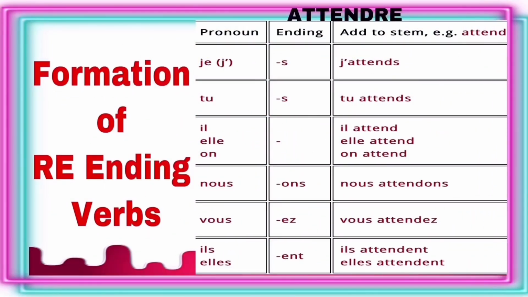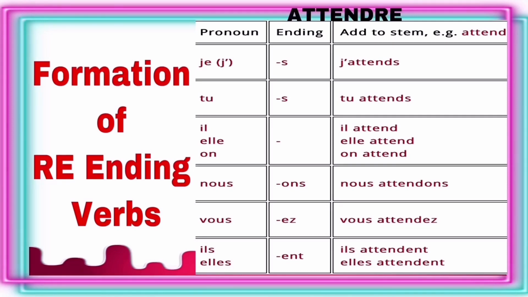So here I have taken the verb attendre, which means to wait. The endings are written here, so let's revise it before conjugating the verb. You need to add S in the radical with je and tu. Then you see a blank here with il. That means nothing to be added in the conjugation of il and elle, and its conjugation will remain the same as the radical. Then with nous you need to add ons and ez with vous, and last with ils you need to add ent. Alright, moving on to its conjugation now.